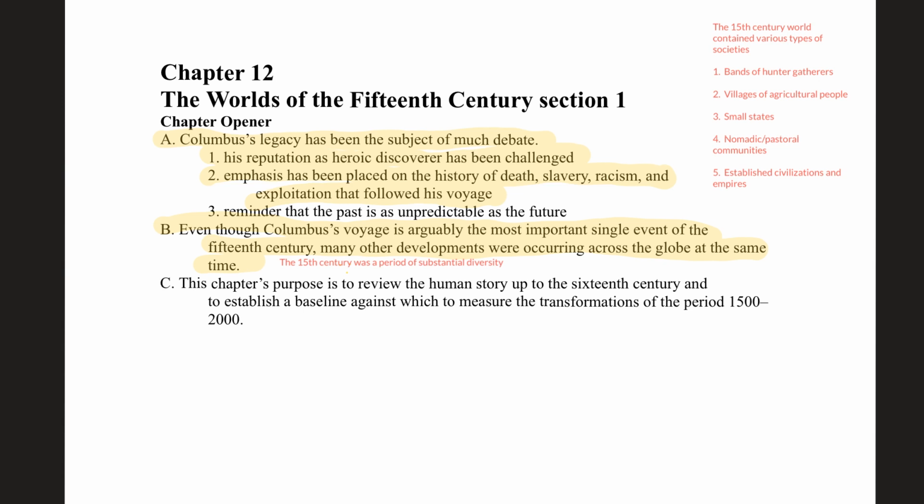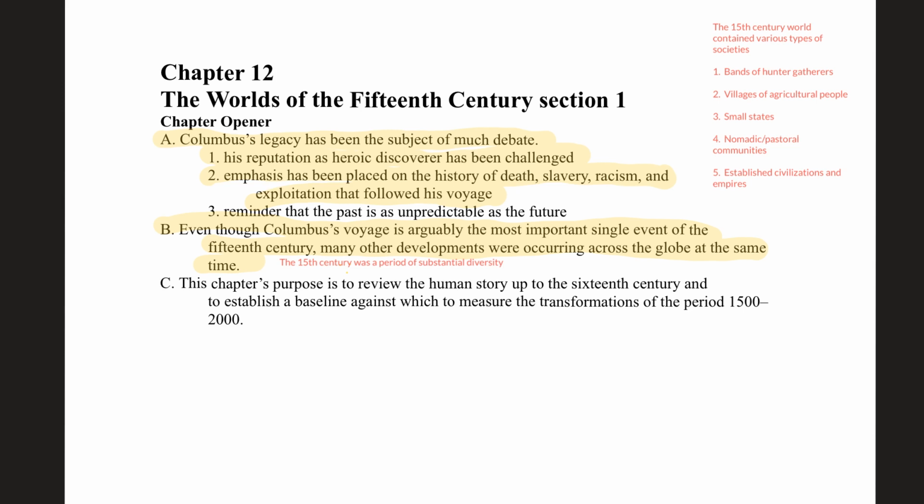that it contains bands of hunters and gatherers. Those guys are the foragers that still haven't turned into being farmers. We also have villages of agricultural people. We're going to have small states. We're going to have nomadic slash pastoral communities. And we also have the big boys. We have some of the established civilizations and empires.